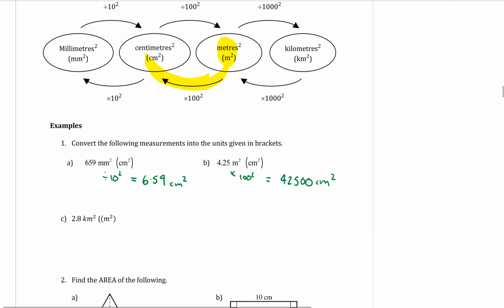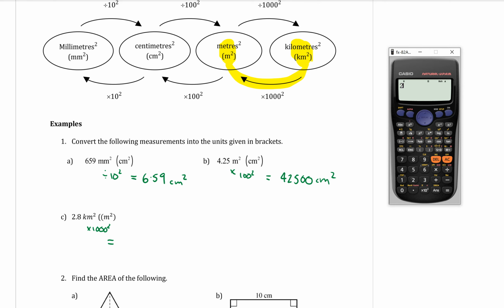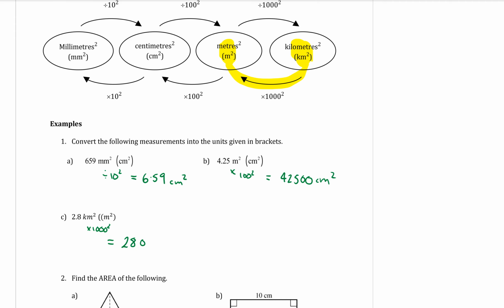And one more of these. I want to go from kilometers squared up here to meters squared. So follow the arrow. We're timesing by 1,000 squared. So put that under here. I want to times by 1,000 squared and put it in the calculator. So it's just the number 2.8 times by 1,000 squared. Big number. We've got 1, 2, 3, 4, 5 zeros. And don't forget the units.